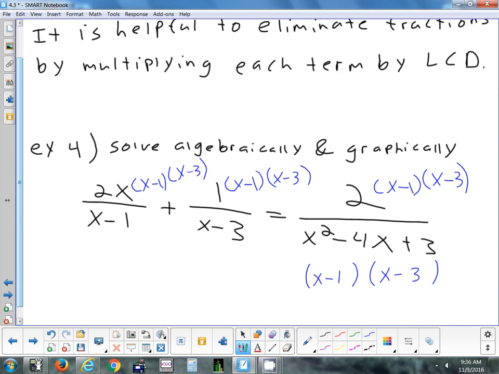Where did the negative 5x come from? Oh, we factored it. So if you multiply it out, 2 times negative 3 is negative 6, plus 1, there's your negative 5. If you just FOIL it out, you'll get that.